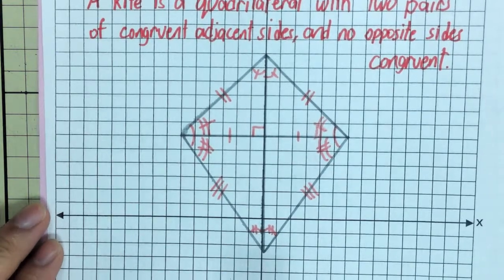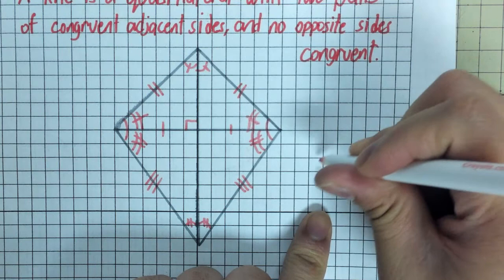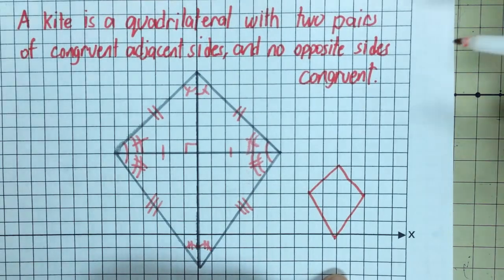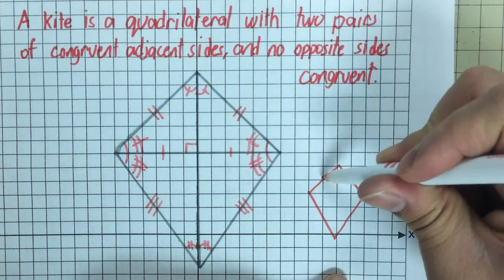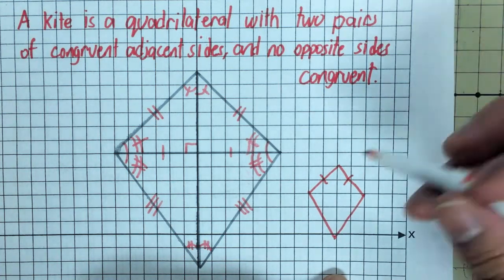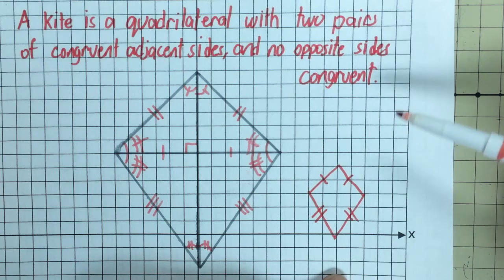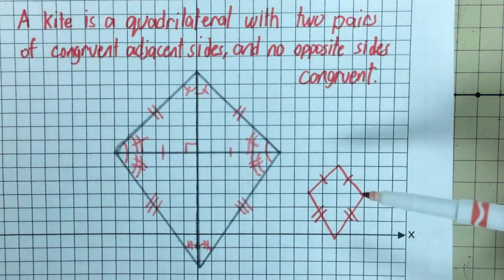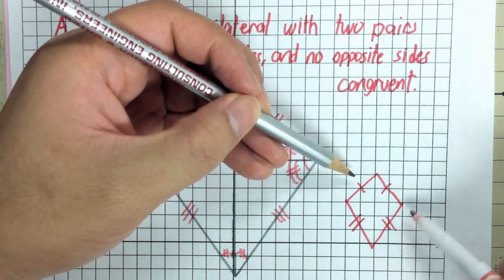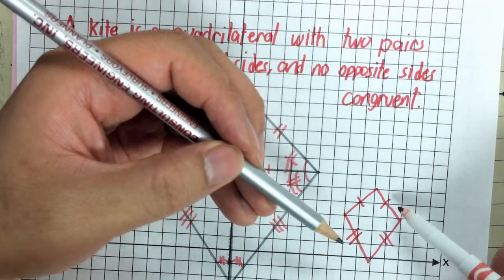What this means is, if I do a sketch of a kite over here to the side, and I'll just sketch it so I won't measure, I have two pairs of congruent adjacent sides. Adjacent means if I pick this side, then the side adjacent next to it is congruent, this one or that one. And you have two different pairs. So I have a top pair that's congruent, and then I have a bottom pair that's congruent. And no opposite sides congruent means this side right here cannot be congruent with this side. Because if these two opposite sides are congruent, that will make these two opposite sides congruent as well, and that makes it a rhombus, not a kite anymore.